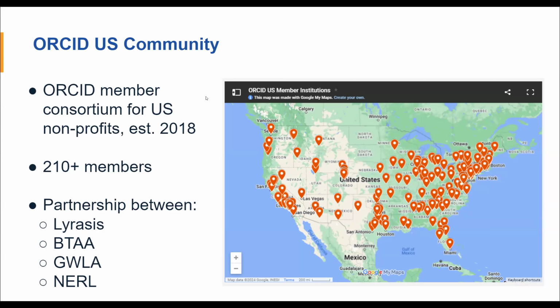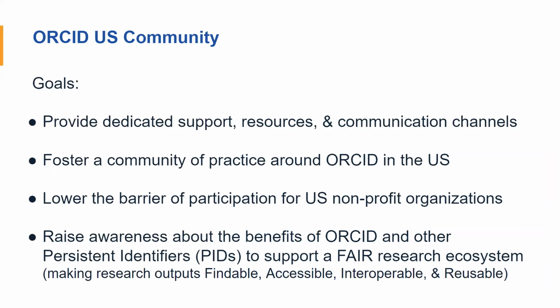On the next slide, as the ORCID US Community Consortium lead, we provide dedicated support, resources, and communication channels for ORCID US community members, all geared toward growing a robust community of practice around ORCID in the US. With the consortium cost sharing and dedicated support that's available, we really hope to lower the barrier of participation for nonprofit organizations in the US that want to use ORCID, and ultimately raise awareness about the benefits of ORCID and other persistent identifiers, or PIDs, to serve a more fair research ecosystem. And of course, FAIR stands for findable, accessible, interoperable, and reusable.